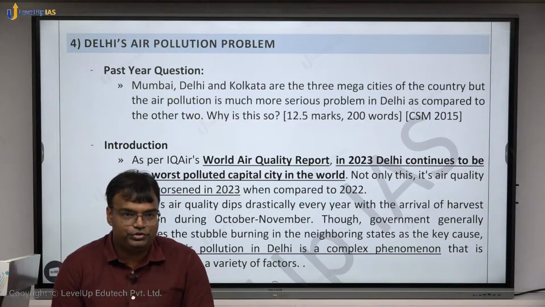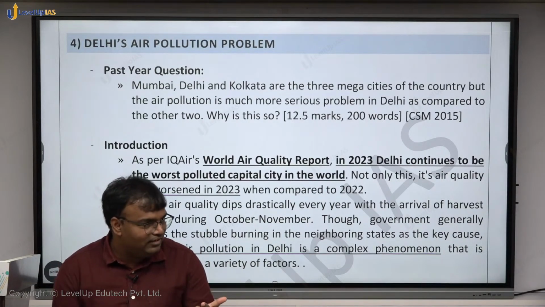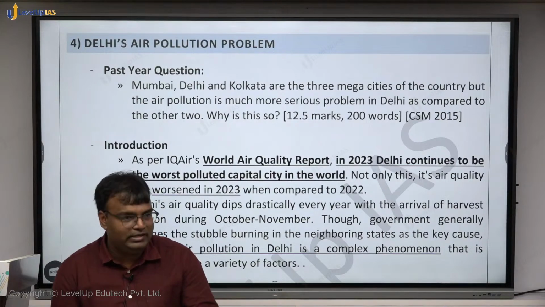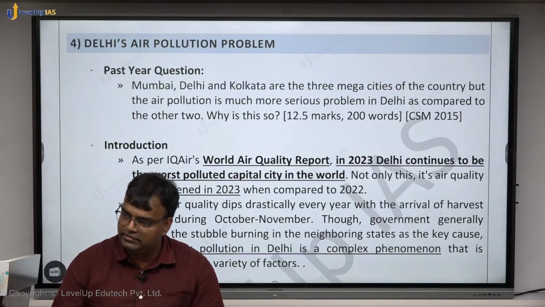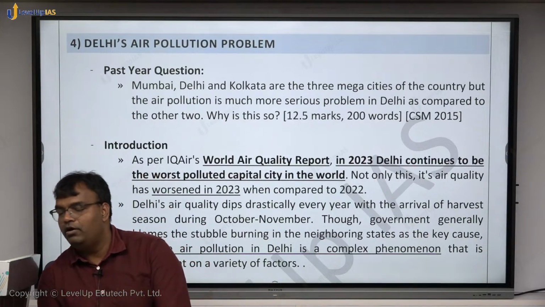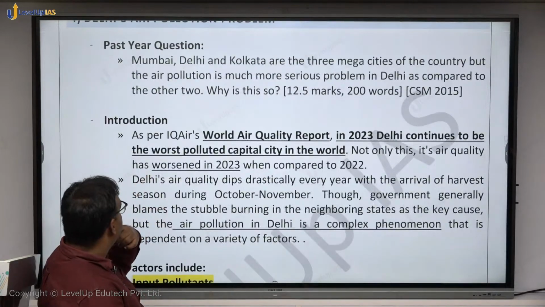3 ways of introducing it. Definition, context, data, context and data. Can we write an introduction in all 3 ways comfortably? Okay. Now that is done, what are the causes. And here also we are talking about that.